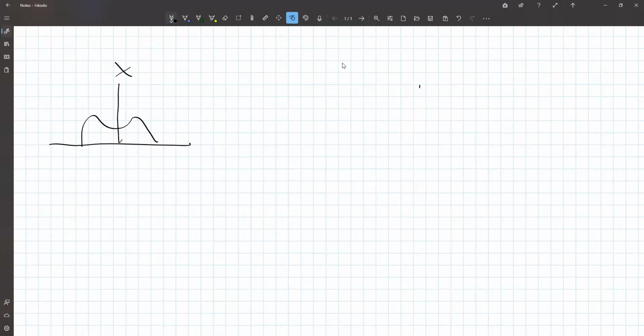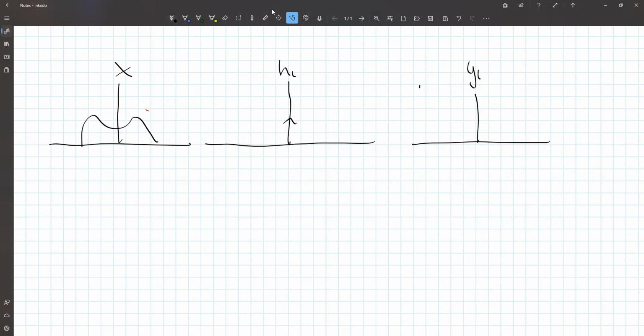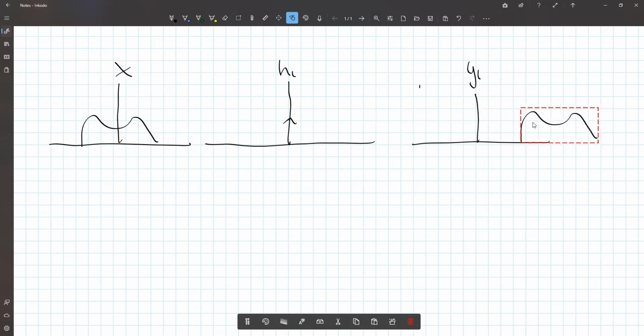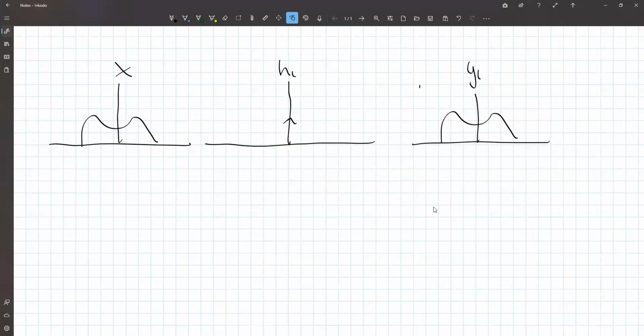Here's x. Here's h1, and h1 is an impulse at the origin. Here's y1. If I convolve x with h, here's what I'm getting. Same exact signal, centered on that impulse.